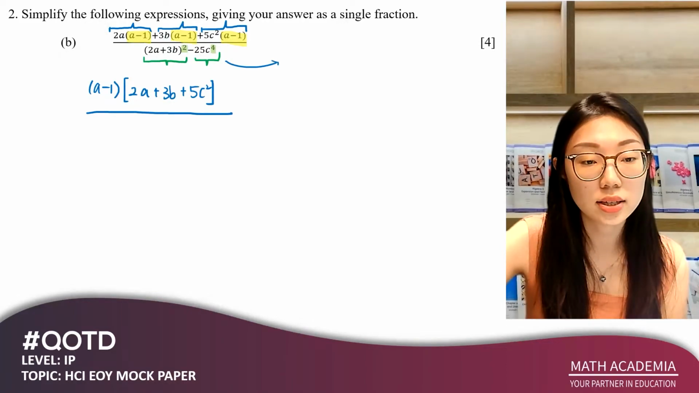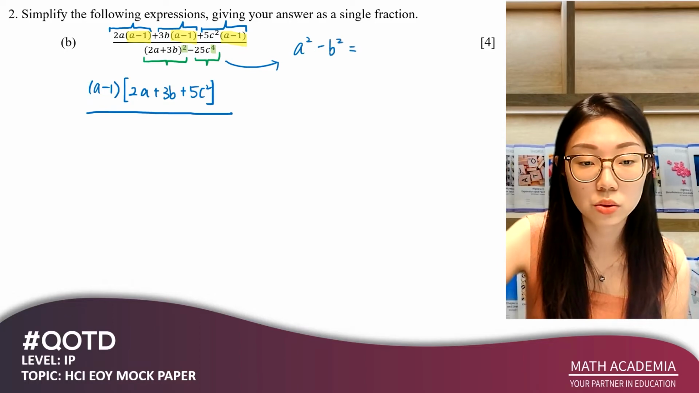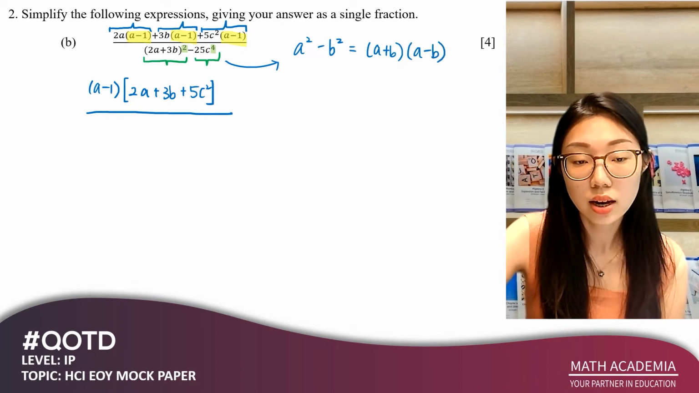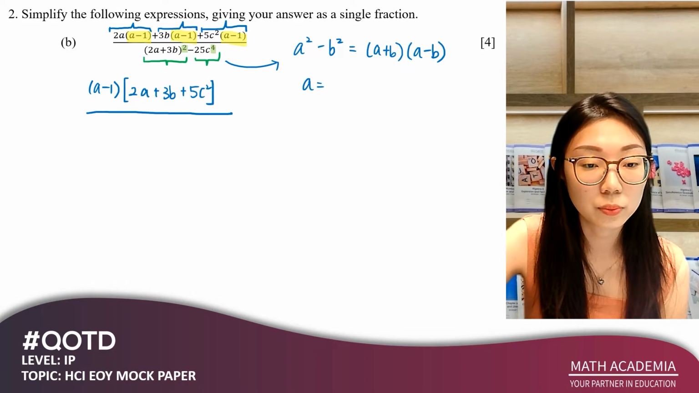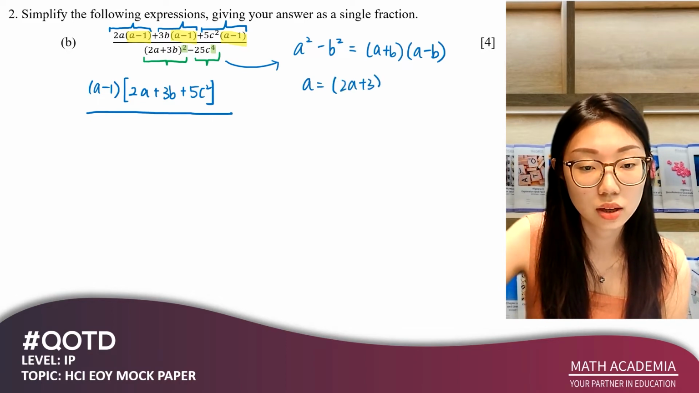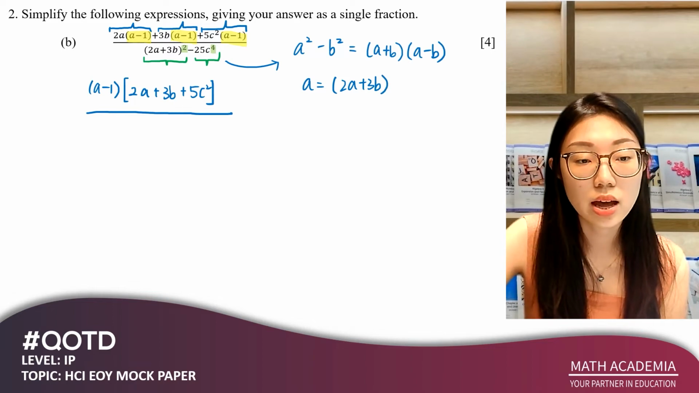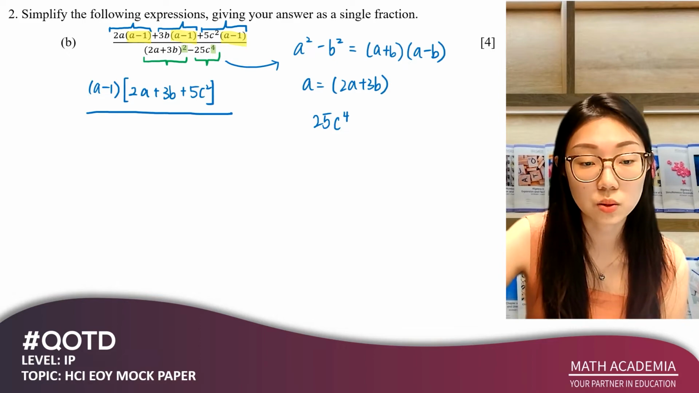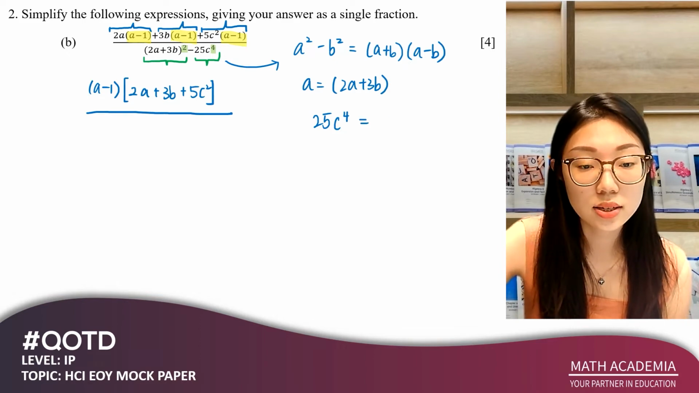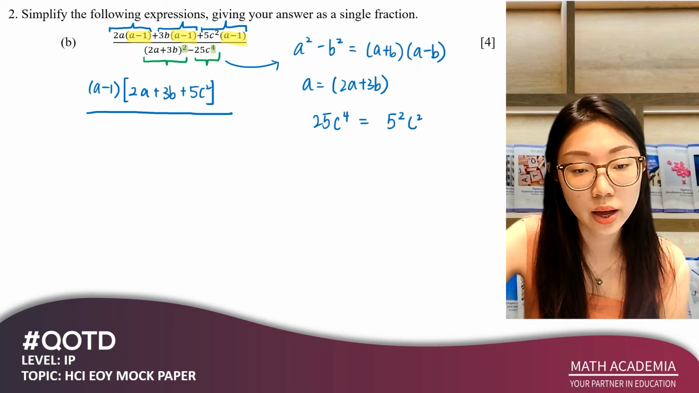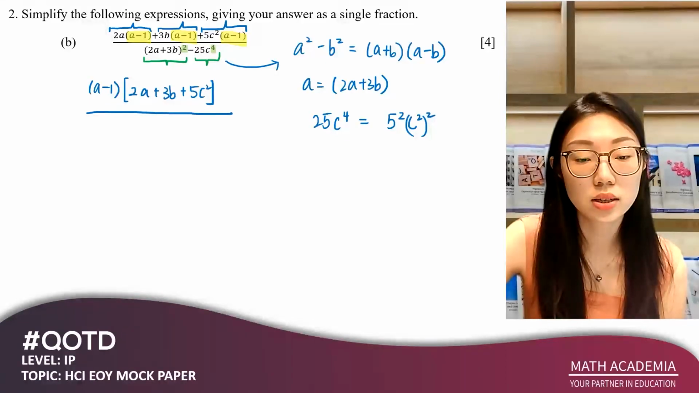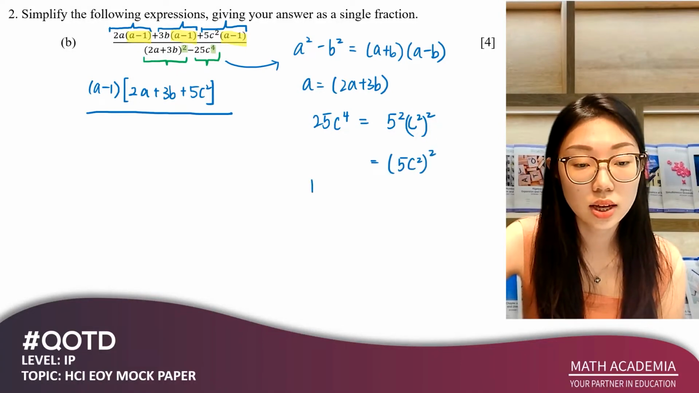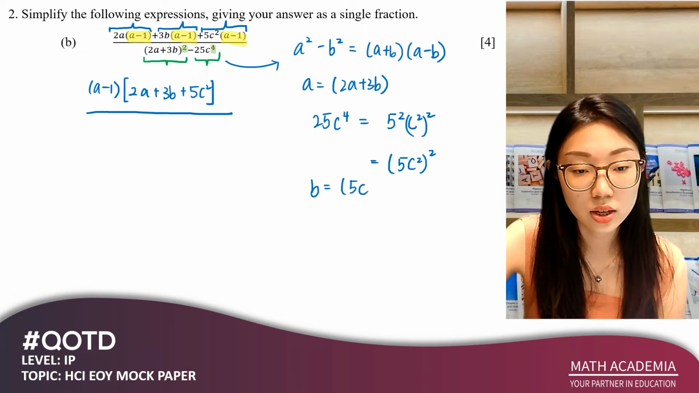Remember your algebraic identity. a squared minus b squared equals a plus b multiplied by a minus b. Correct? In this case, your a would be 2a plus 3b. Okay? And in this case, your b squared is 25c to the power of 4. I can rewrite this as 5 squared c squared squared. Alright? Okay, so this will simplify to 5c squared squared. Okay, so in this case, your b would equal 5c squared.